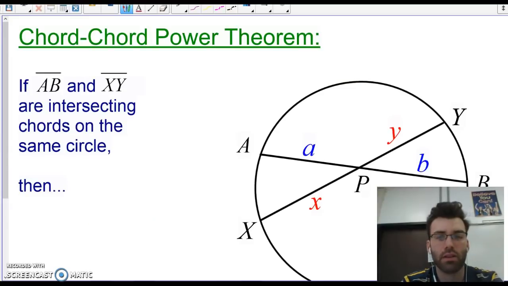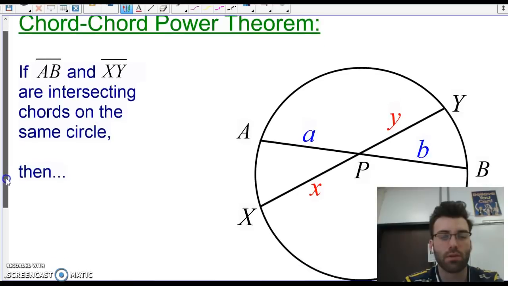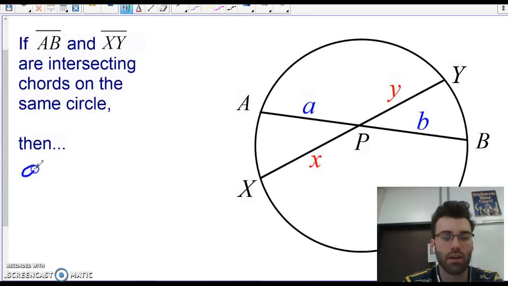You ready? First one, chord power theorem. All right, what is the chord power theorem? Well, if A, B, and X, Y are intersecting chords on the same circle, then we can say that A times B equals X times Y.